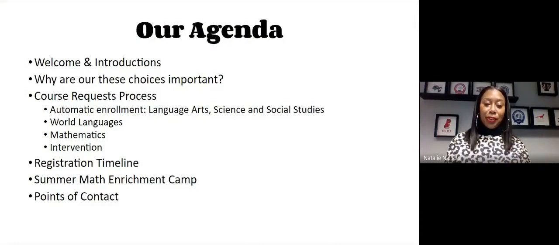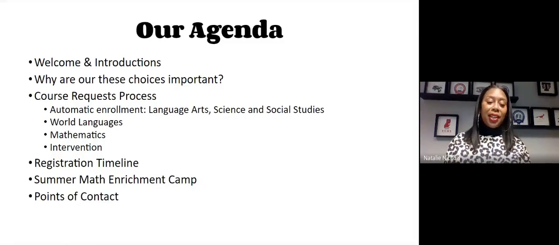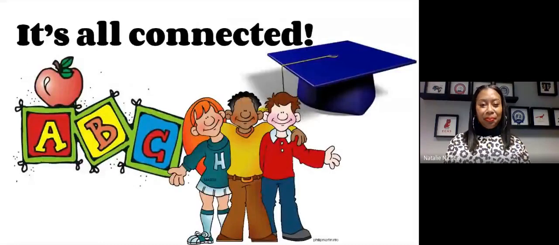As we get started, I wanted to go over what our agenda will look like. Welcome and my introductions, just myself here today. We're going to talk about why these choices are important as far as the choices you can make on your course request sheet. We're going to talk specifically about all the different aspects of the course request process and how to choose things in the different areas. We'll look at the registration timeline, some opportunities for summer math enrichment camps, and also, more importantly, your points of contact should you have any questions or concerns. So let's go ahead and get started.